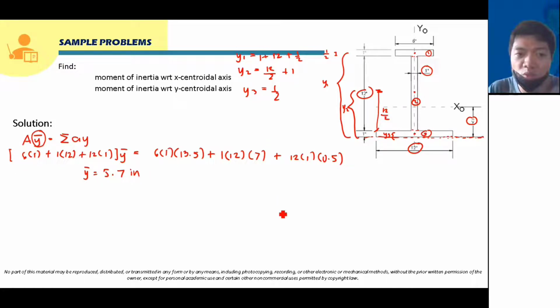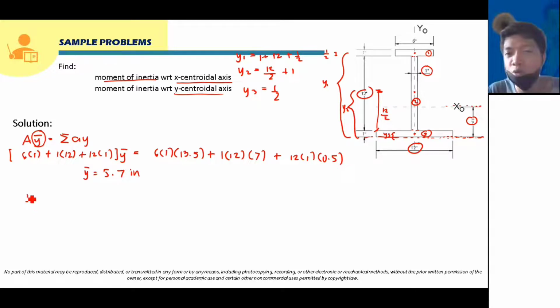All right, so class, what we just determined here is the location of the x sub o, because we need this y bar. So from here, what we really need to solve is the moment of inertia with respect to the x centroidal axis and y centroidal axis. So let's start with the moment of inertia with respect to the x centroidal axis.